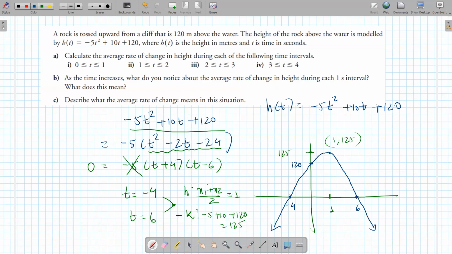Now, where do you think the slope is greatest? At the vertex, or on the y-intercept, or on the x-intercepts? I'll draw lines. So at the vertex, the slope will look like this. Over here, it'll look like this. Over here, it'll look like this.